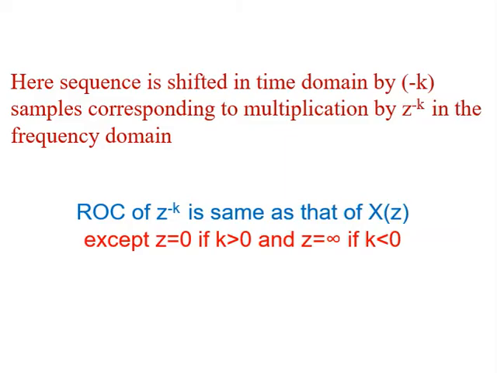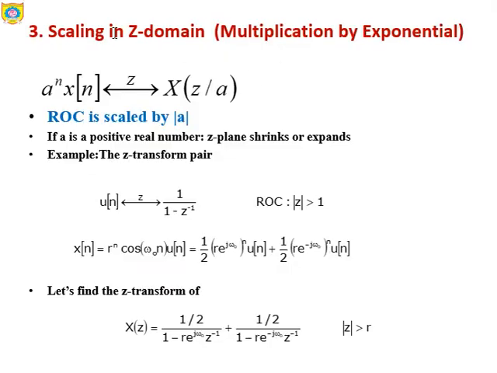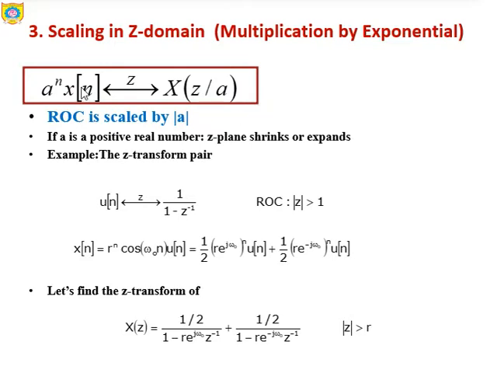Similarly, we can go for the third property, that is scaling in the z domain. It means multiplication by an exponential term. So a raised to n x of n will have the z transform X of z by a. The ROC for this one is scaled by mod a. If a is a positive real number, the z plane shrinks or expands.